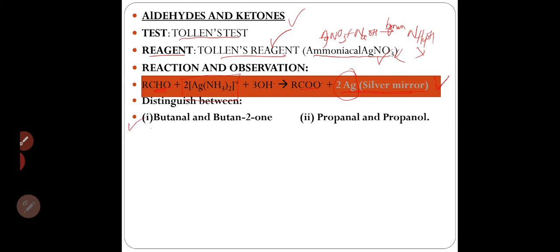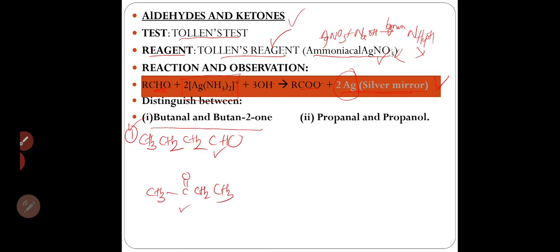Now number 1 example, butanal and butan-2-one. So what is butanal? CH3, CH2, CH2, CHO. And what is butan-2-one? CH3, then C double bonded O, then CH2, CH3. So this is aldehyde, this is ketone. Either you can do Fehling test or Tollens test.